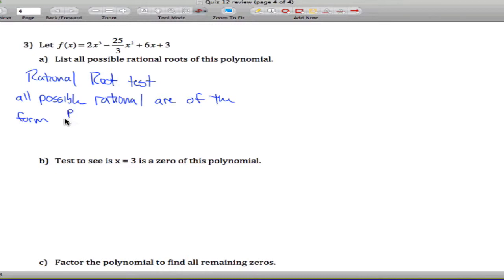P over Q. Weird. You know what? I'm not going to write it that way. I think there's a better way to write it. Are of the form, and it's an integer factor of the constant term, divided by integer factor of the leading coefficient.